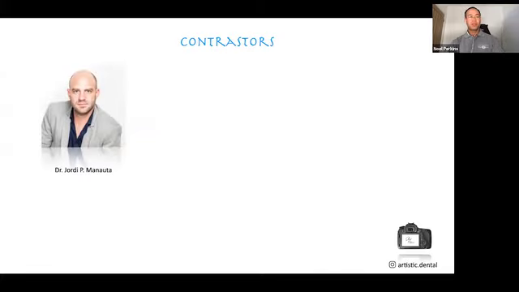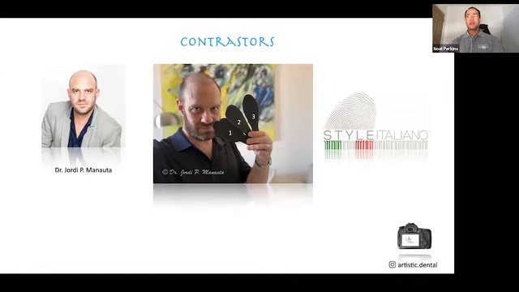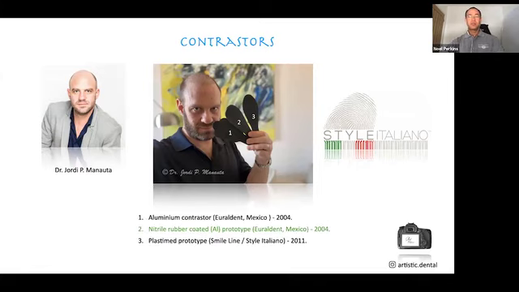For this slide, I'd like to thank Dr. Jordi Manuata, who is from Mexico originally, but he lives and works in Italy, a very good dentist. And thank you to him for allowing me to use these images. He looked at this problem back in 2004, when a member of his family was saying, well, you know, that metal contraster is cold, it's sharp. And Dr. Manuata said, well, okay, what can we do to get around that? So he coated an aluminum contraster with nitrile rubber.